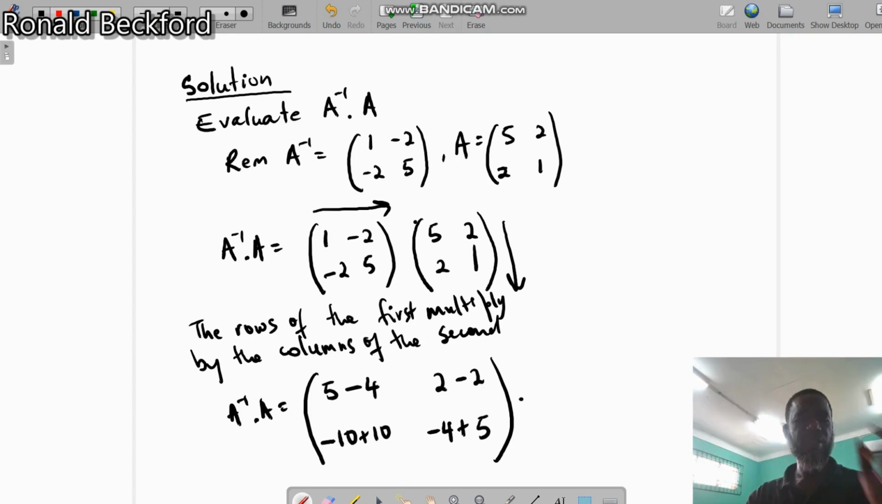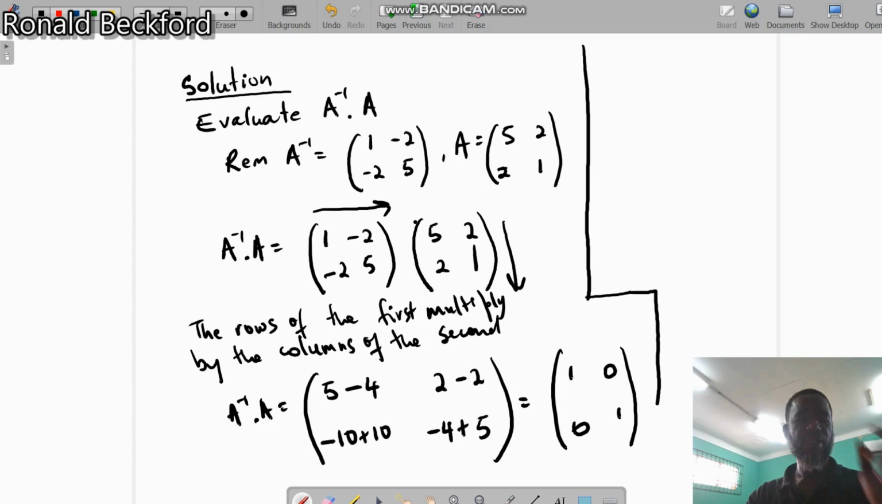So our answer then is 5 minus 4 will give us 1, 0. Negative 10 plus 10 will give us 0. Negative 4 plus 5 will give us 1. So here we have the identity matrix, okay? So the result is an identity matrix. What is an identity matrix? An identity matrix is one in which the elements of the leading diagonal are only 1, right?